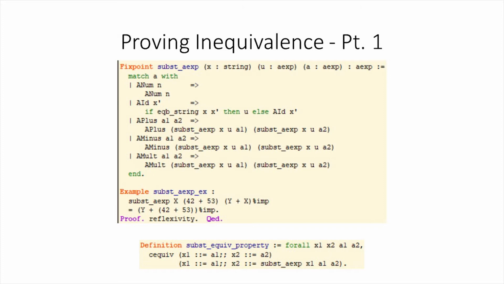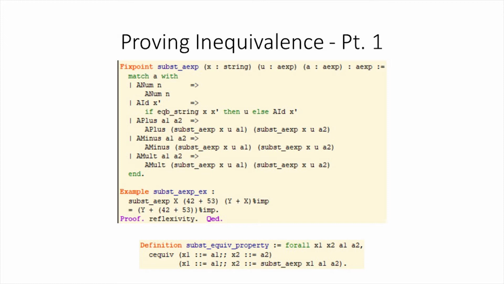Finally, the Programming Foundation authors show inequivalence via Coq code. In the Proving Inequivalence Part 1 slide, we're supposing that C1 is a command with the form x is equal to A1, y is equal to A2, and C2 is a command that's going to be compared to that, where x is equal to A1 and y is equal to A2 prime. So the difference between commands 1 and 2 is in the y.